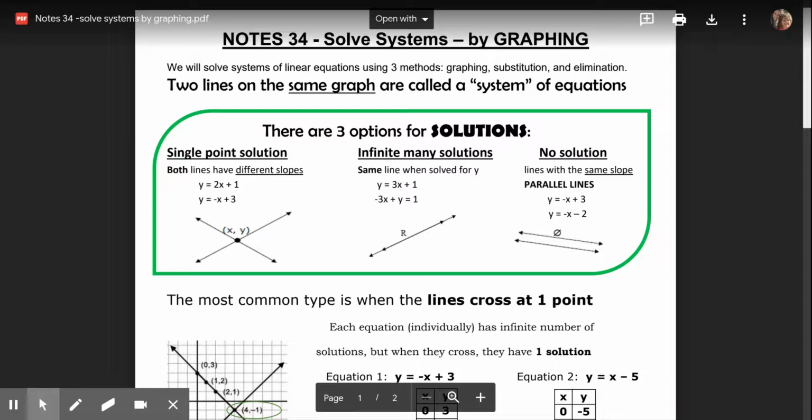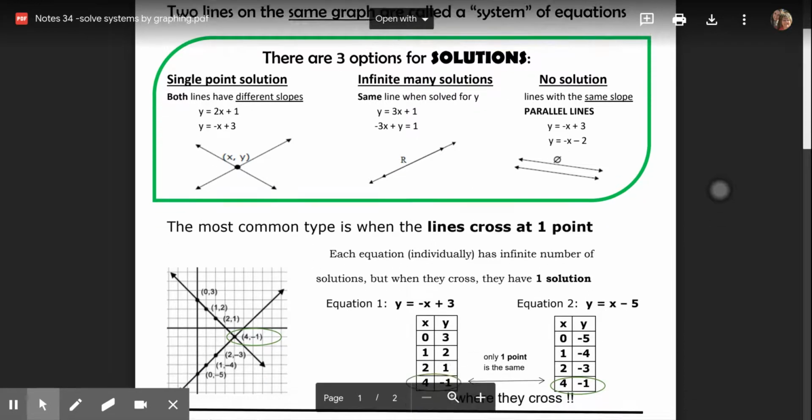We're going to solve systems of equations. A system is where you have more than one line. And in Algebra 1, we're basically going to be dealing with just 2 lines. When you get into Algebra 2, you'll see that we'll have 3 lines. But the first method is going to be by graphing. There are 3 different types of methods that we're going to teach you this year: graphing, substitution, and elimination.